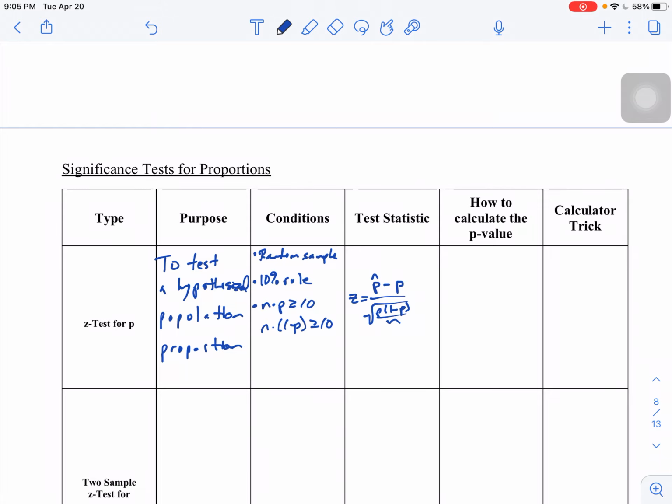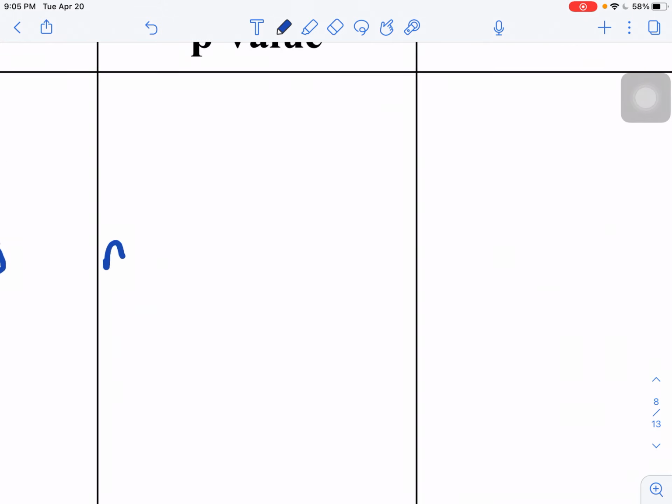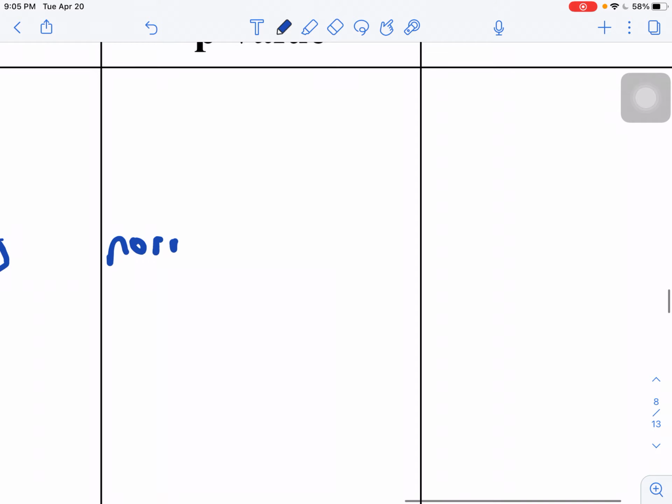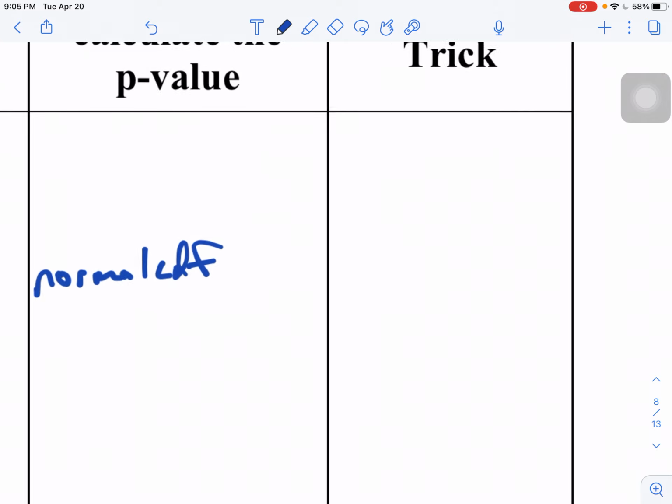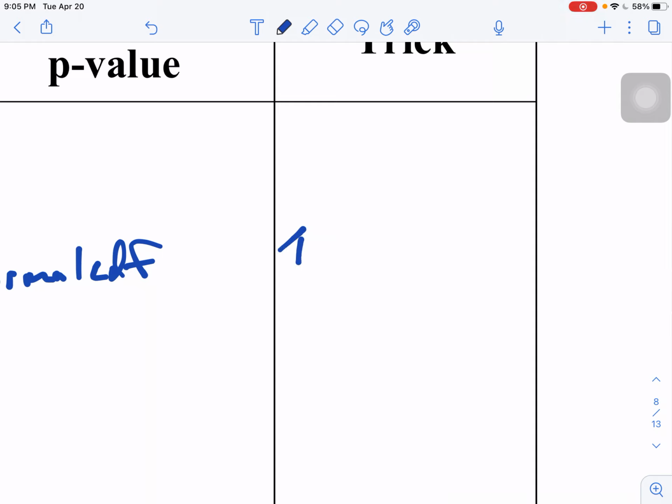Now, how to calculate the p-value? Well, that's just normal CDF. We've been using that quite a bit. So you need lower bound, upper bound, mean, and standard deviation. And then the calculator trick here is 1 prop z test. All right, I will show you that.